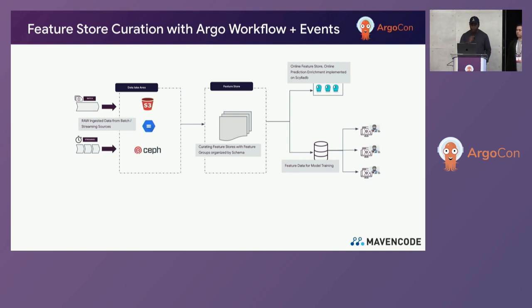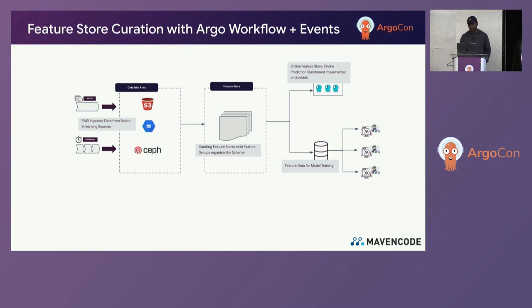Then we have a pipeline that converts and transforms this into feature groups, and those feature groups can be used to train the model in offline mode. Or you can have the online mode, where we create a key-value pair that maps to greater details about the data set that you can use whenever you're serving the model.